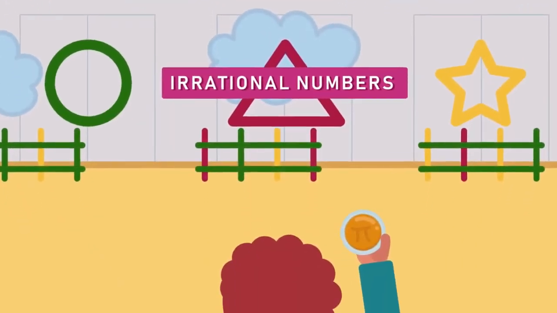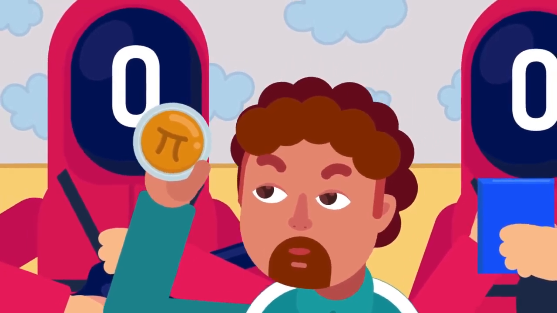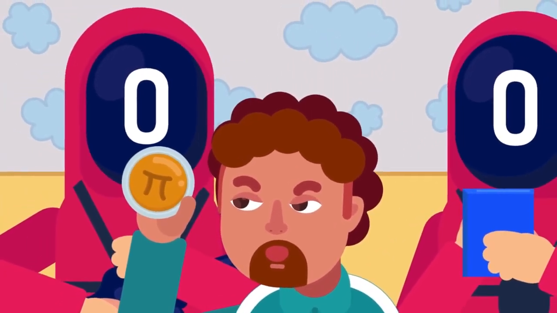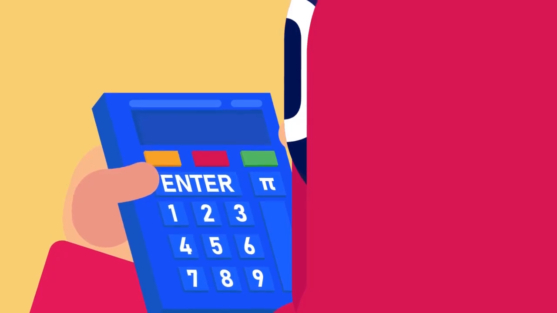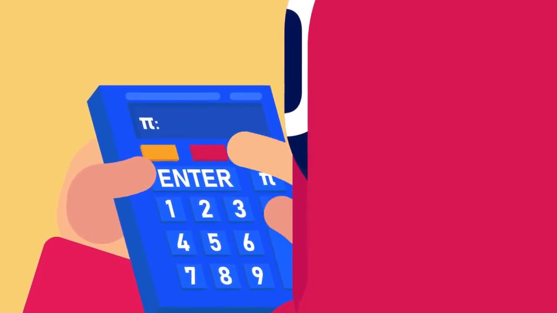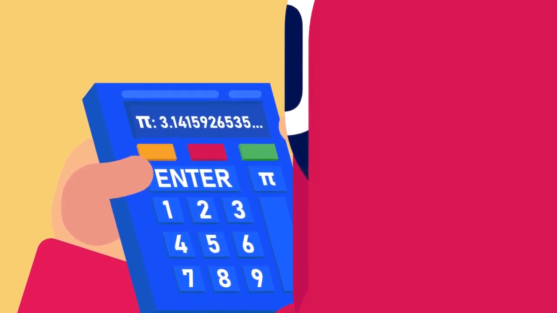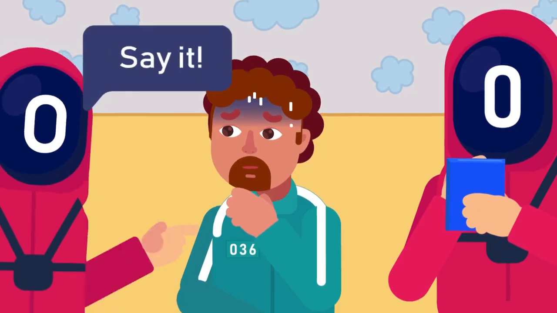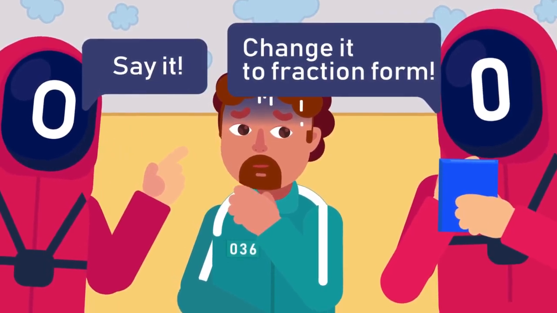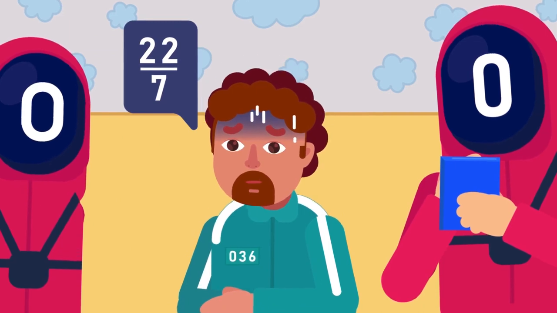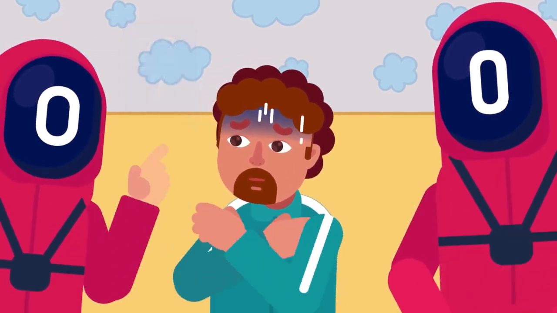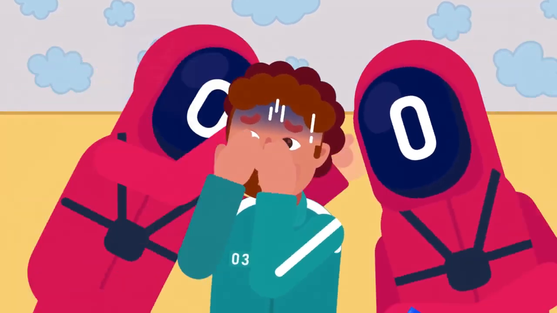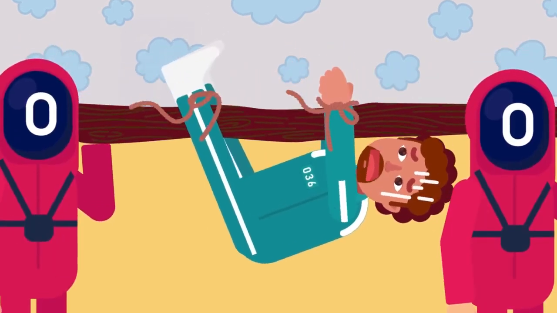Irrational numbers. Numbers that cannot be represented as simple fractions are called irrational numbers. An example of an irrational number is pi. Pi equals 3.1415926535, and it keeps going. A simple fraction cannot be written that equals pi. The popular approximation of 22 over 7 is close, but not accurate. Therefore, pi is an irrational number.